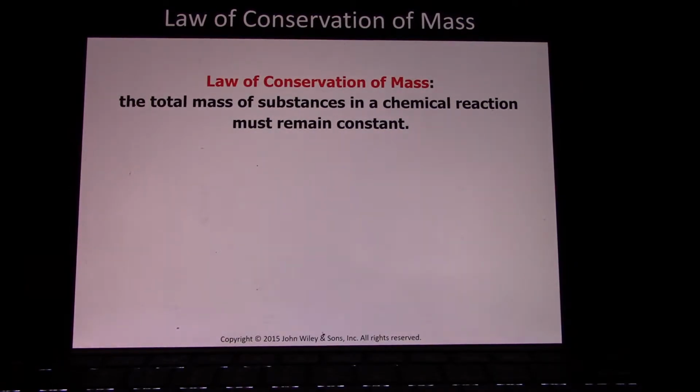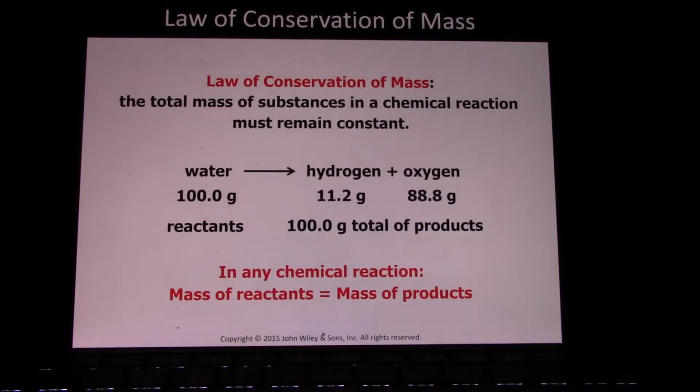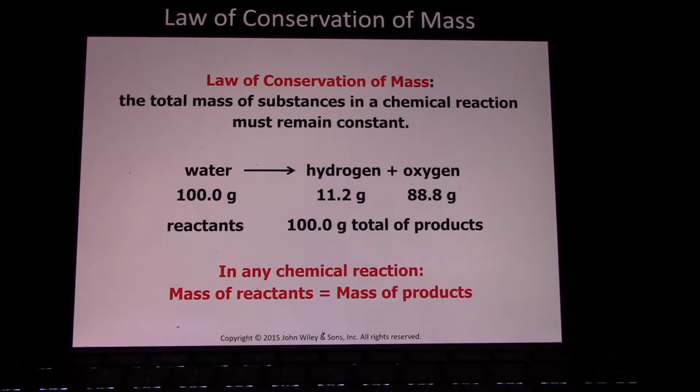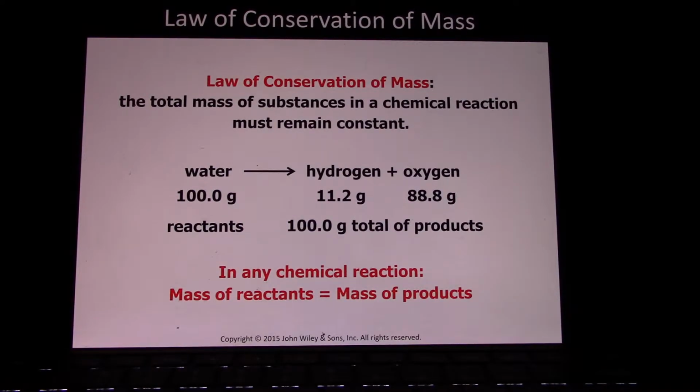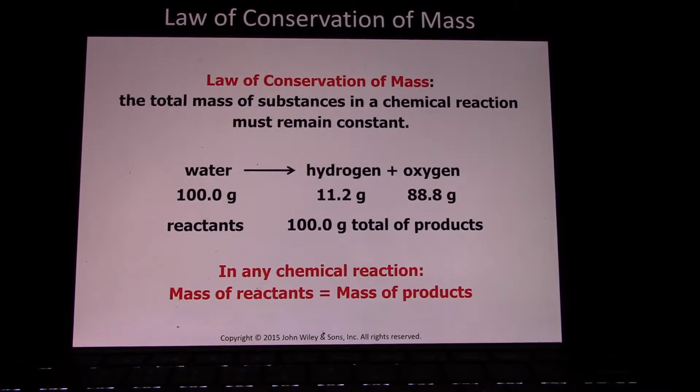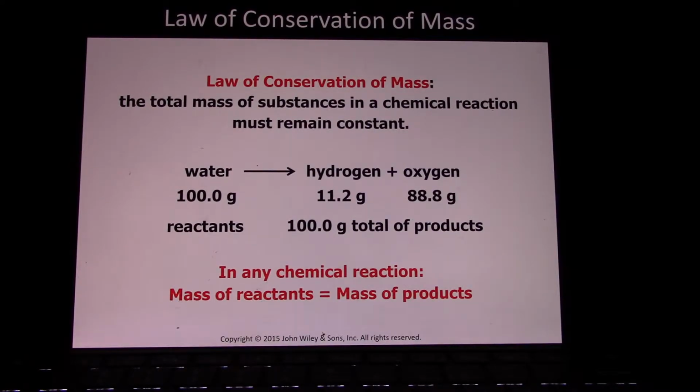Law of conservation of mass. The total mass of the reactants will be equal to the total mass of the products. You do not lose mass, you do not gain mass. The mass you start with is the mass you end with. No creating mass, no destroying mass. If you start with 100 grams of water and we decompose it using electricity, you will get 100 grams of hydrogen and oxygen gas, but you do not lose or gain any mass in a chemical reaction.